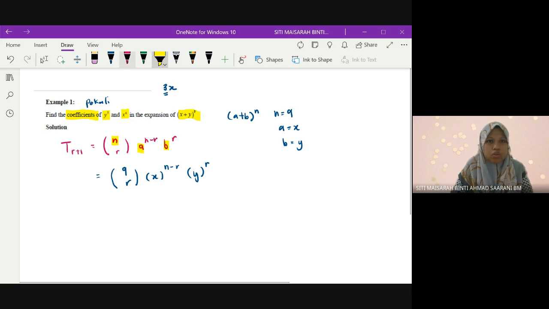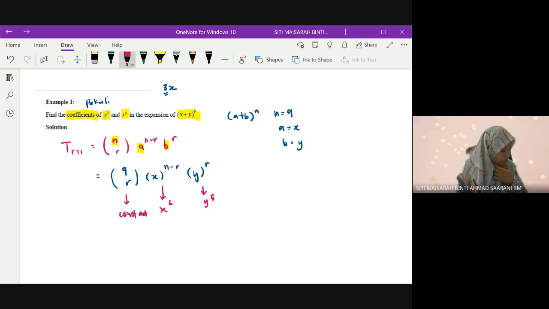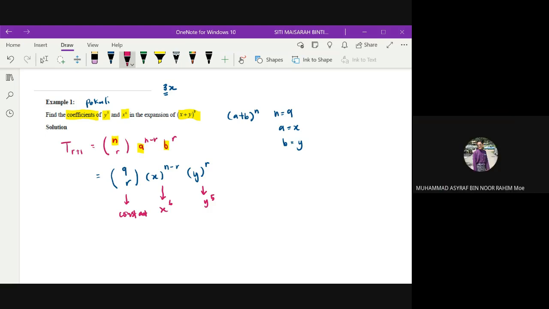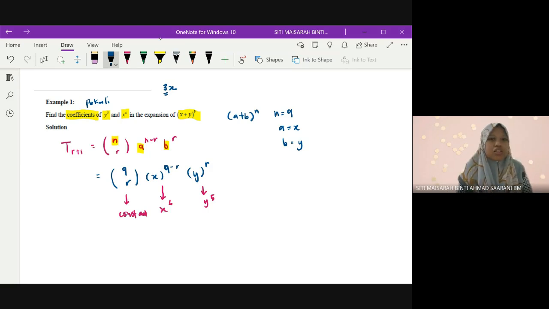Okay, so untuk y power 5 dia relate dengan... Yang ni relate dengan y power 5, yang ni relate dengan x power of 6. So, yang ini dia akan bagi constant value sekiranya kita tahu dia punya r. Okay. Yang n tolak r tu tak gantikan n tu dengan 9 ke? Oh, betul. Sorry. 9, betul. Okay. So, then awak boleh cari dia punya r lah.